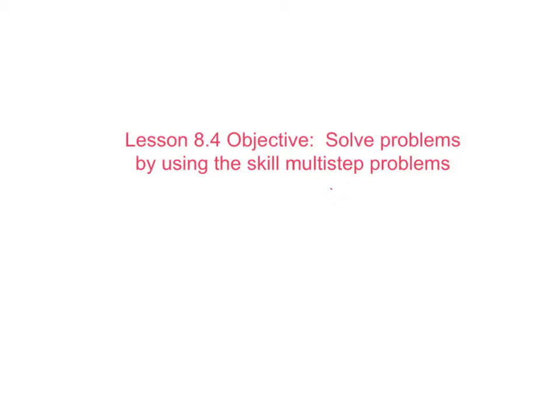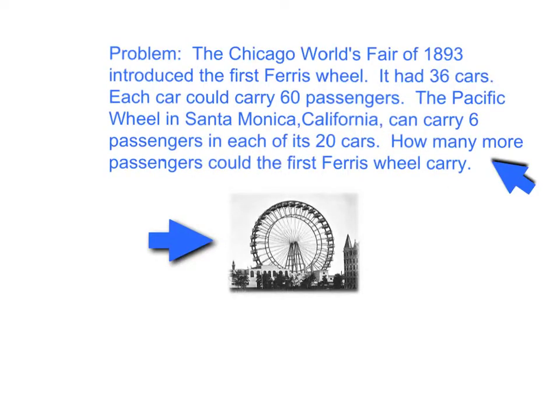Today's lesson 8.4 objective is to solve problems by using the skill multi-step problems. Let's begin by reading the following problem. The Chicago's World Fair of 1893 introduced the first Ferris wheel. It had 36 cars. Each car could carry 60 passengers. The Pacific Wheel in Santa Monica, California, can carry 6 passengers in each of its 20 cars. How many more passengers could the first Ferris wheel carry? So we need to set up our problem on the following page.